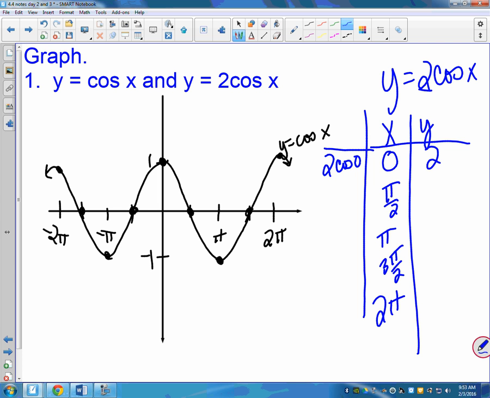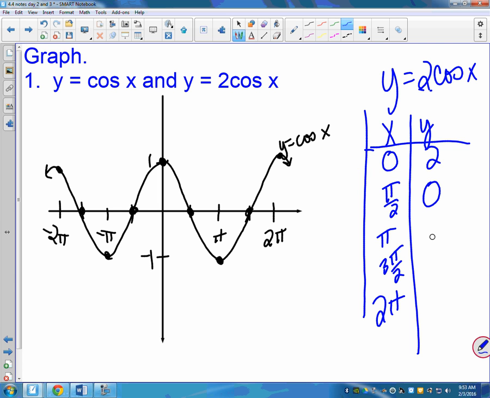What happens when I plug pi halves in there? What's the cosine of pi halves? Still 0. But what's 0 times 2? Still 0. So that's not going to change. And maybe you kind of see what's going to happen and you don't need to make your chart, and that's okay with me.